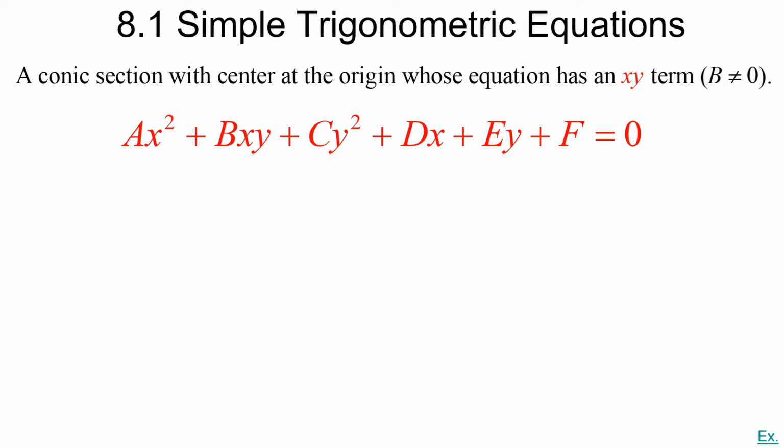So, a conic section with center at the origin, whose equation has an xy term. So this b cannot equal 0 right here. You got to have an xy term. All right. Conic sections. First, conic sections. Well, a parabola is a conic section. An ellipse is a conic section. A hyperbola is a conic section. And a circle is a conic section.